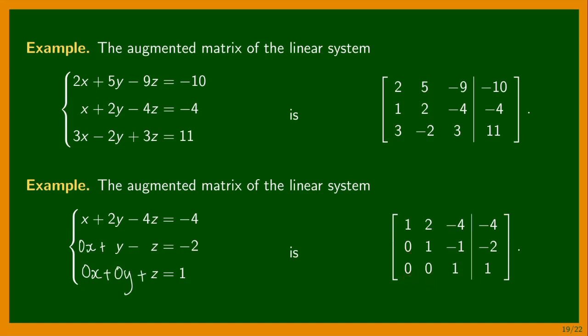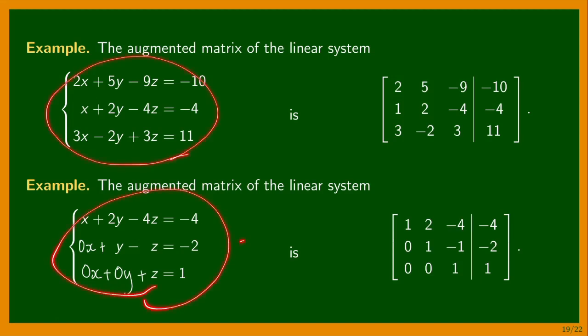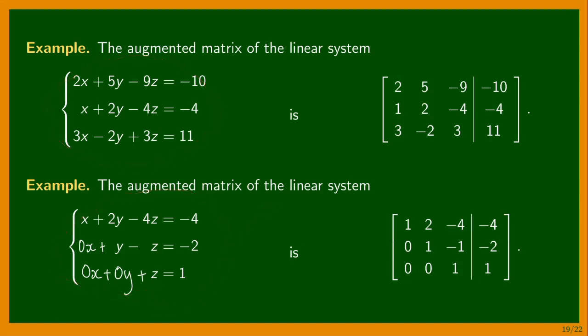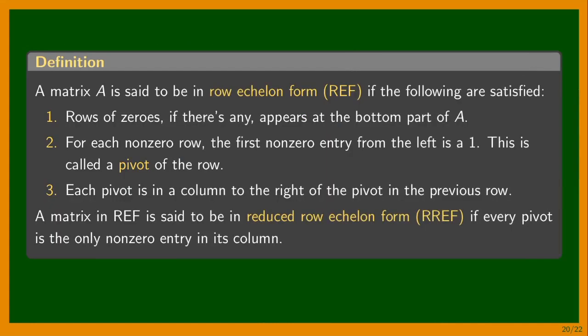Again, we prefer this form over this form because this is easily solvable using back substitution. Therefore, in terms of matrices, we prefer a matrix like this over this one. This matrix over here, ito yung sa susunod na definition, is said to be in row echelon form. A matrix A is said to be in row echelon form, or REF, if the following are satisfied. Ito yung mga rules para masabi natin naka-REF ang isang matrix.